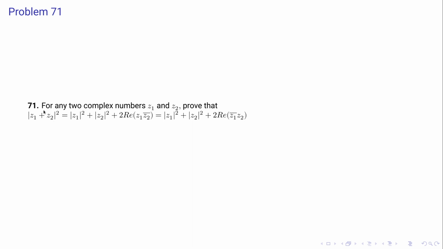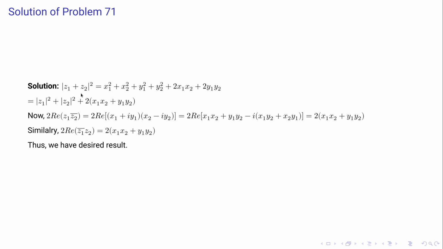Problem 71 says that for any two complex numbers Z1 and Z2, prove that mod of Z1 plus Z2 whole square is equal to mod of Z1 square plus mod of Z2 square plus 2 real of Z1 Z2 bar, which is equal to mod Z1 square plus mod Z2 square plus 2 real of Z1 bar Z2.